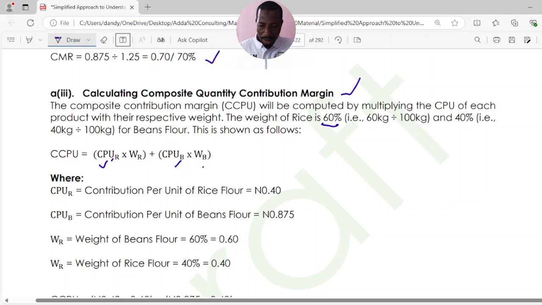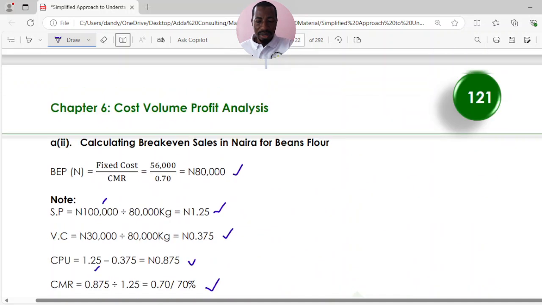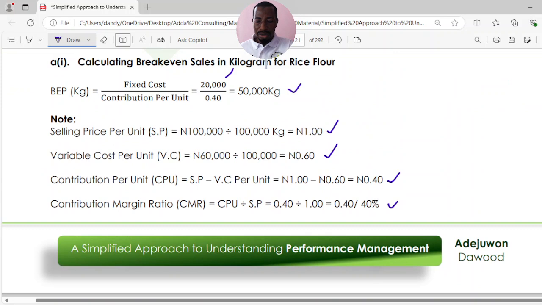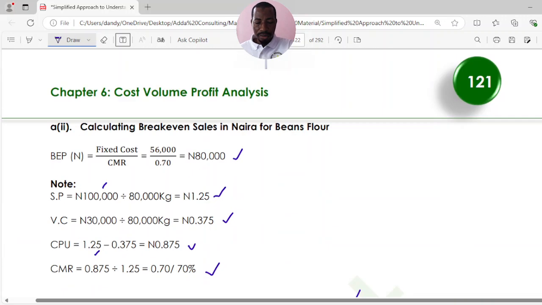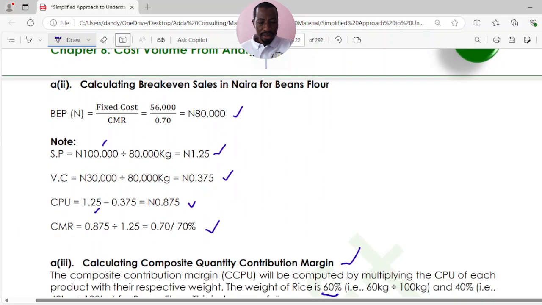So in this case, what am I trying to say? The contribution per unit of rice is 40 kobo. I've already done it here. It is 40 kobo based on our calculation previously. This is the contribution per unit of rice, 40 kobo. This is what you have here, this 40 kobo here. Then contribution per unit of beans is equal to 0.875. 0.875 is the contribution per unit of beans.